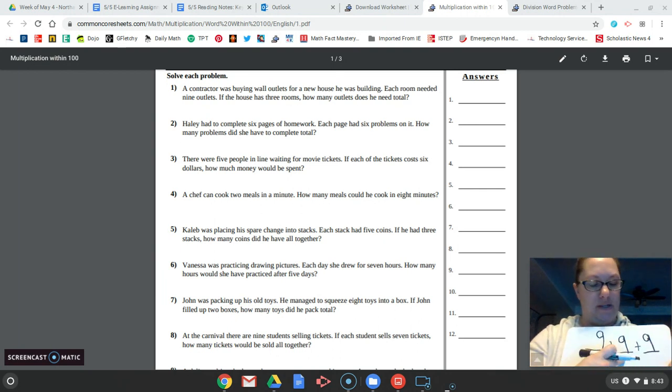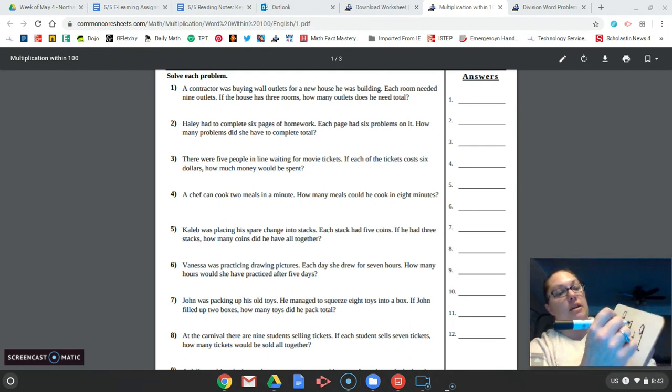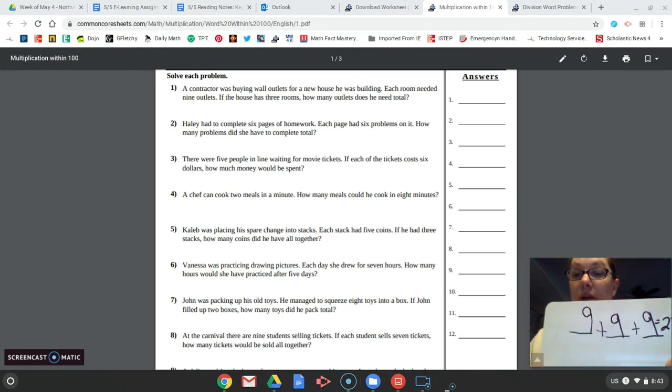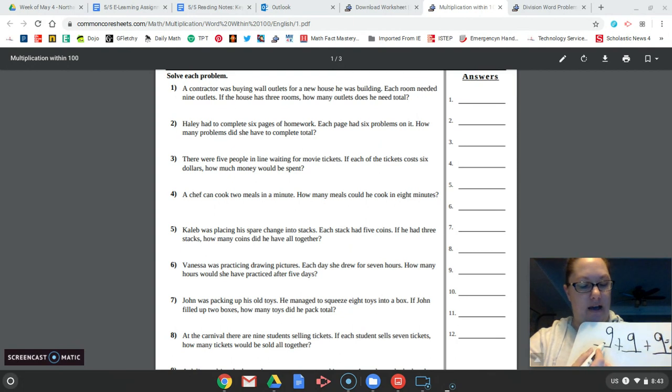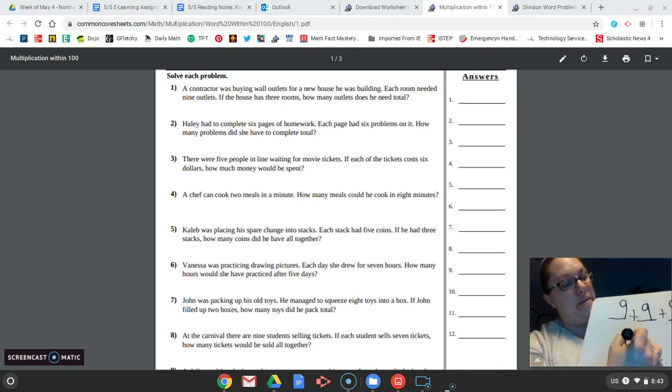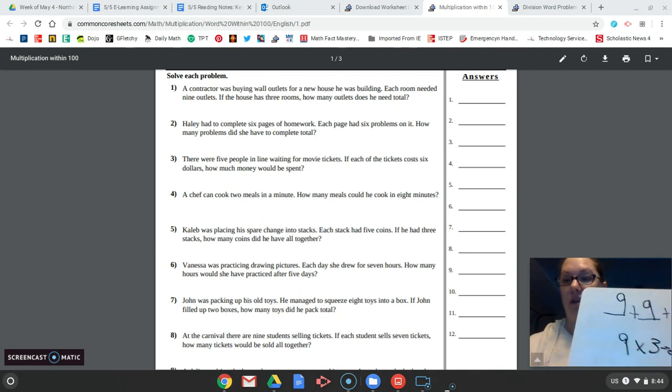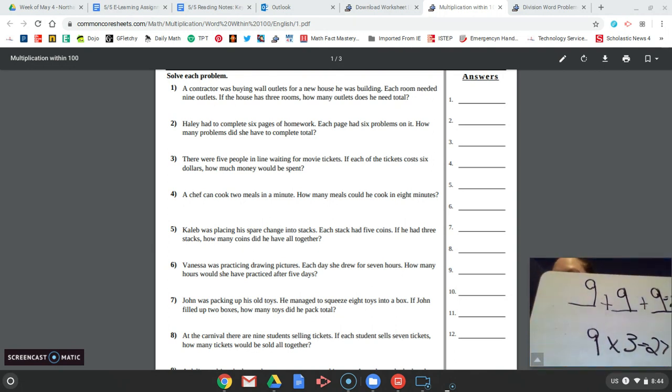I know that 9 plus 9 is 18. If I add another 9, I'm going to kind of squeeze it in over here. Should have left more room, Miss Eisenberg. 27. So this is exactly the same. See how you have 9, 1, 2, 3 times. So it's the same as 9 times 3 equals 27. Handy dandy, right?